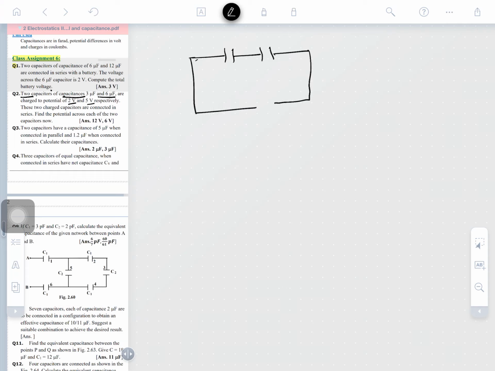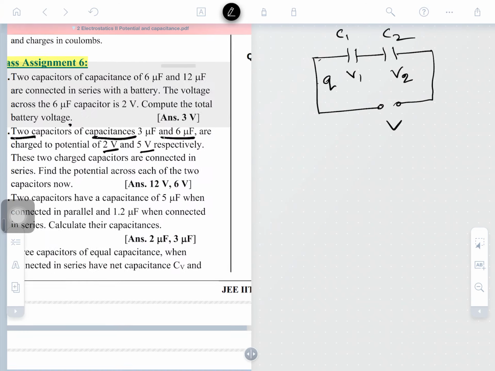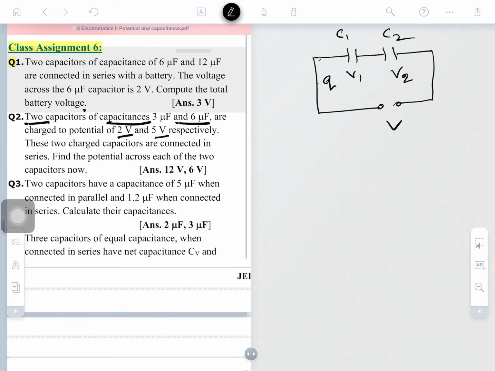Let this be the total voltage. V1 is across C1 and V2 is across C2, with capacitances C1 and C2. The charge passing through them is Q, the same, as they are in series. So what is the question saying? 3 microfarad and 6 microfarad connected in series, the first at 2 volt, the second at 5 volt. So what is V total? V total is V1 plus V2, which is 7 volt as given here. We are to find the potential across each of the two capacitors.